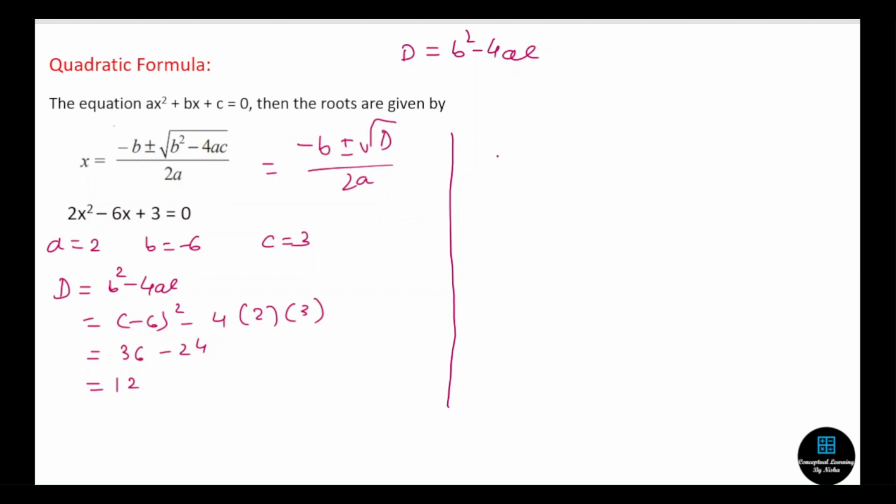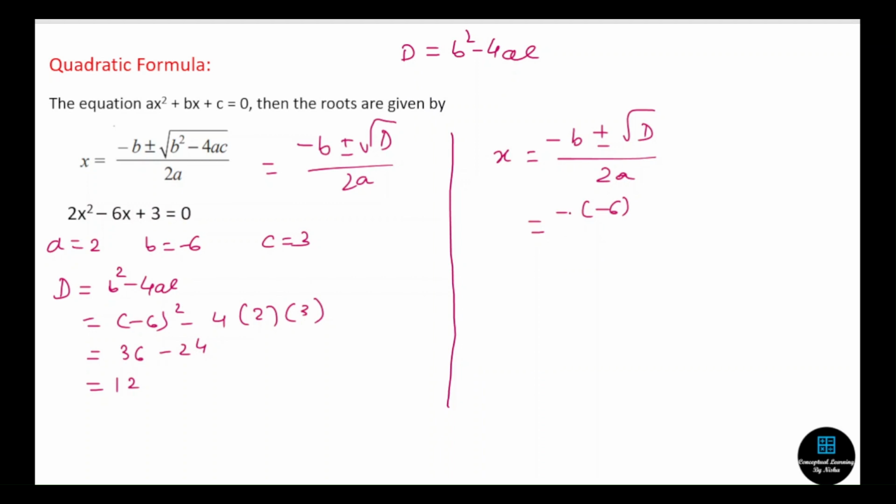So now the solution is given as x equals minus b plus or minus square root of D over 2a. Now let's substitute all the values here. So minus of minus 6. Remember, many students make a mistake by not putting the negative sign here. It is minus b, and the value of b itself is a negative value.